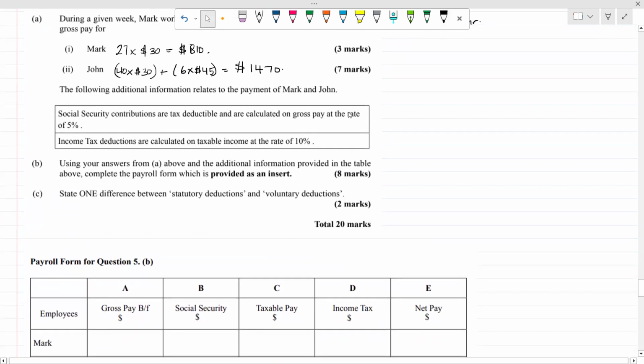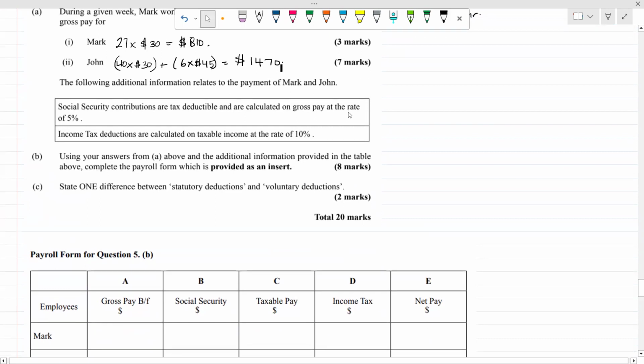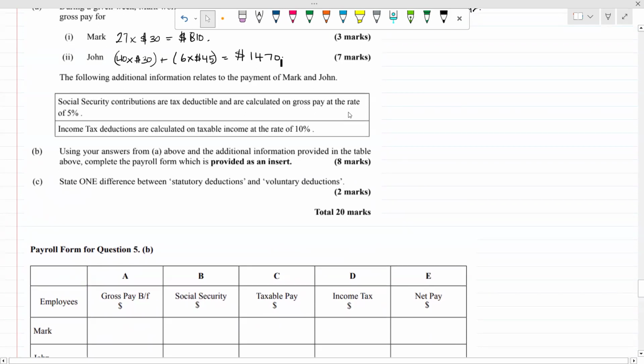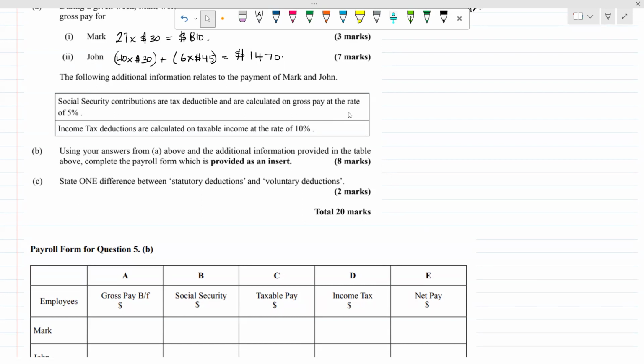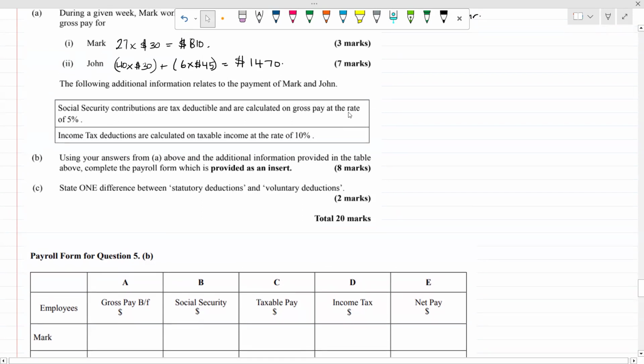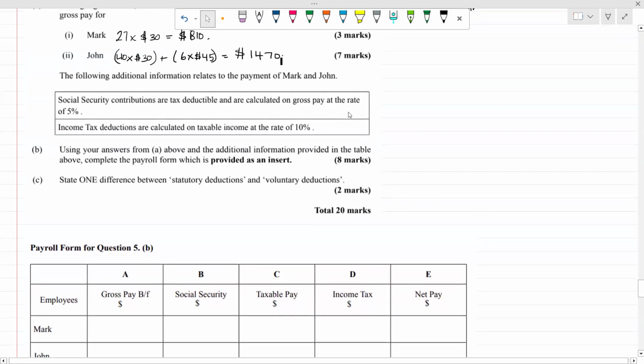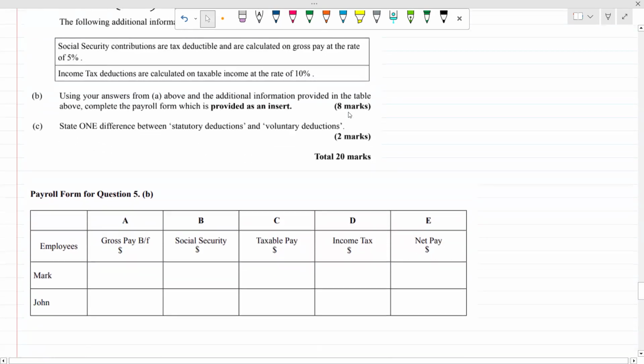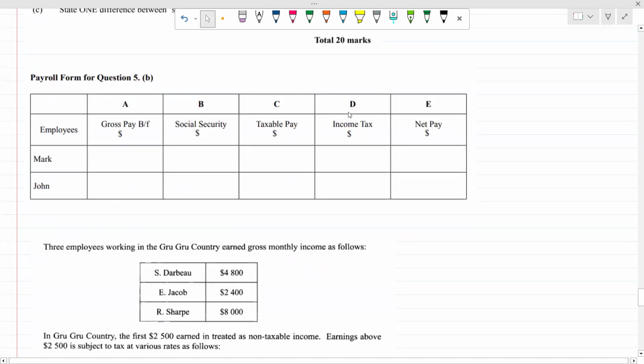Okay. The following additional information relates to the payment of Mark and John. Social Security is calculated on gross pay at a rate of 5%. Income tax deductions are calculated on taxable income at a rate of 10%. Using the answers from A above and additional information provided in the table, complete the payroll form which is provided as an insert. State one difference between statutory and voluntary deductions.